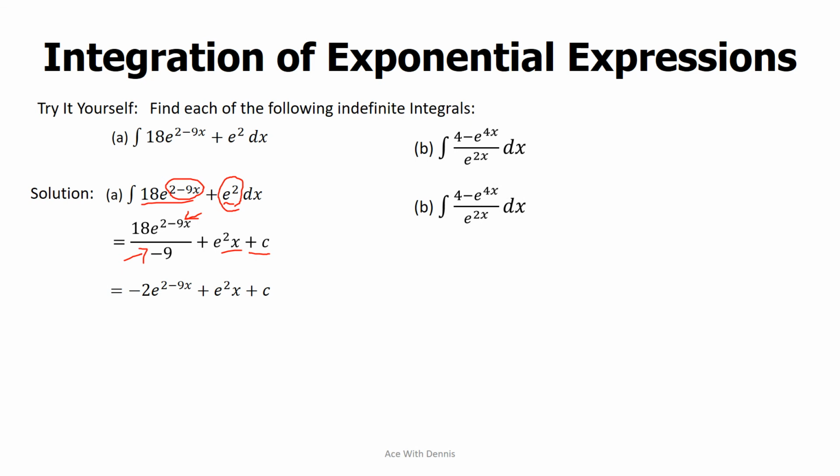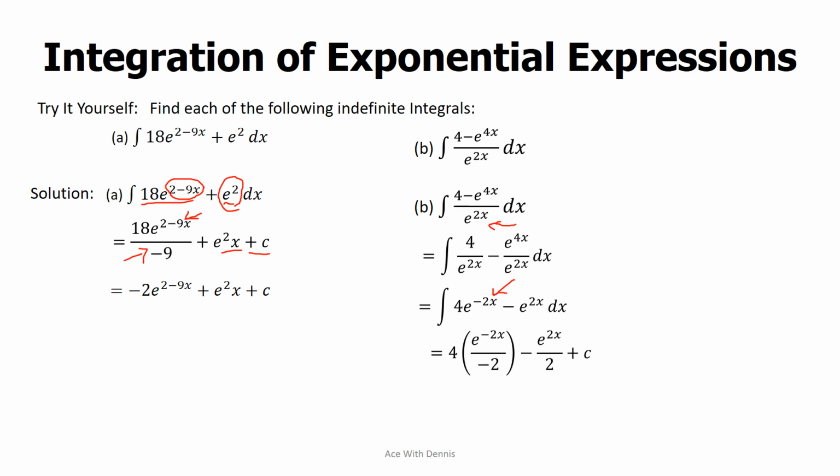For B, integration of 4 minus e to the power of 4x over e to the power of 2x. So again, in the denominator, there is only one term. So we can split this fraction into two different fractions, which is integration of 4 over e to the power of 2x minus e to the power of 4x over e to the power of 2x dx. Then you can simplify and put it into indices form where necessary. So we get integration of 4e to the power of negative 2x minus e to the power of 2x dx.